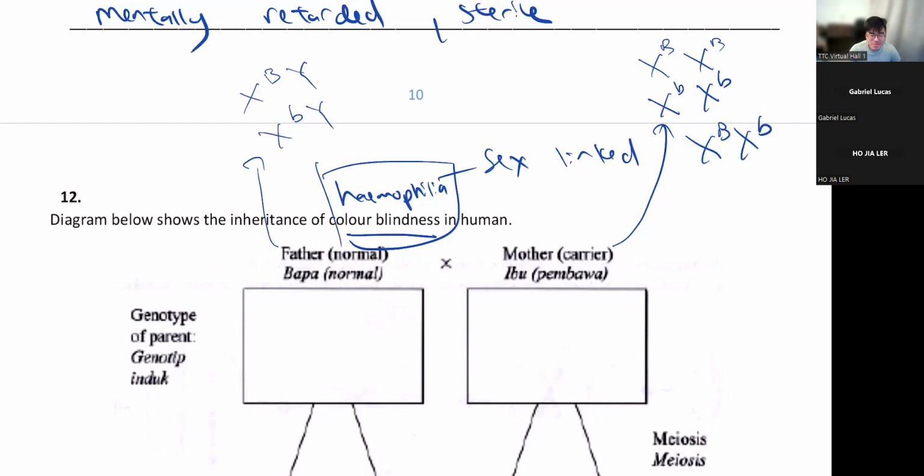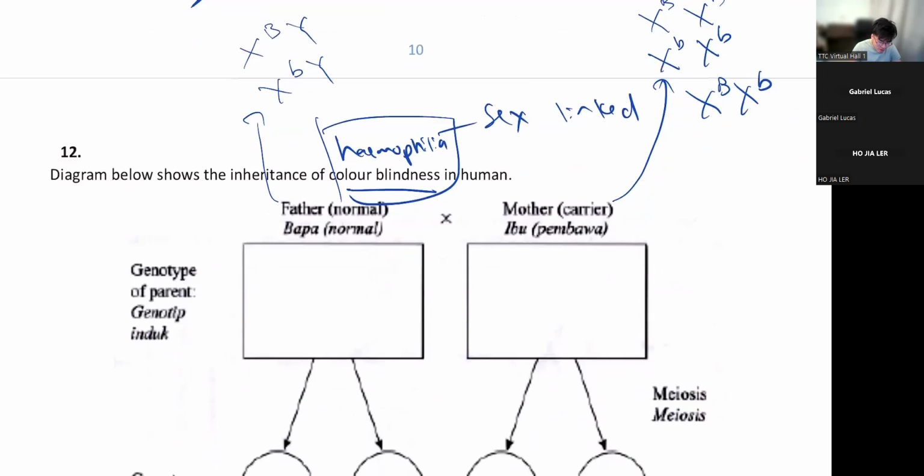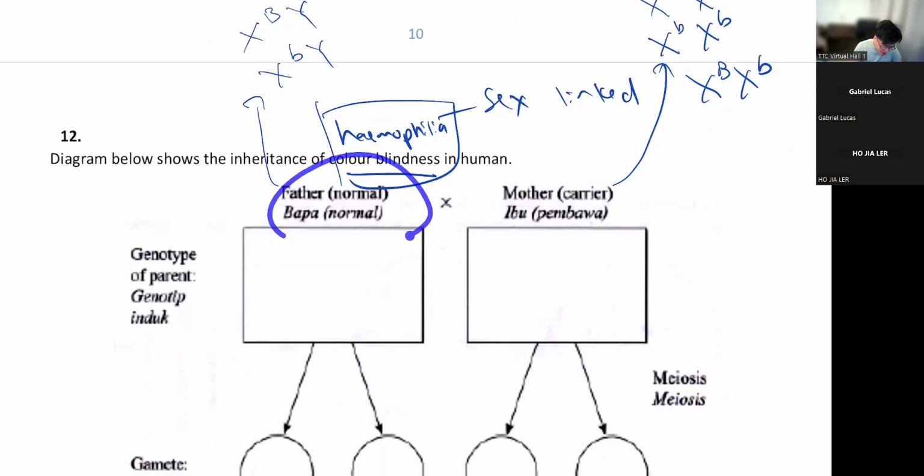You are normal, you just look normal, but you carry that gene within you. You yourself have nothing wrong, you yourself are fine, but you might bring this to your child. You might cause your children to have this disease. So you are called a carrier. So in this case, they ask you, if your normal father marries your carrier mother, what happens?